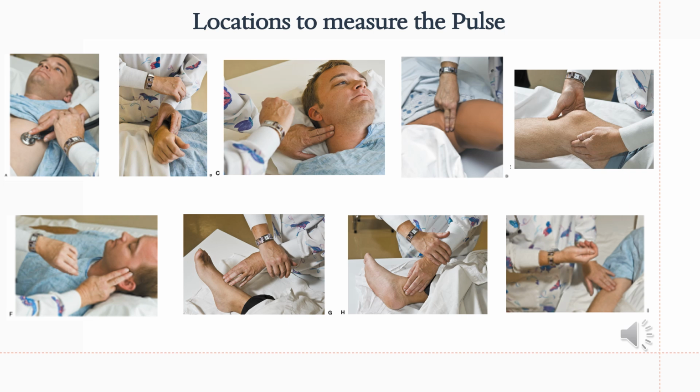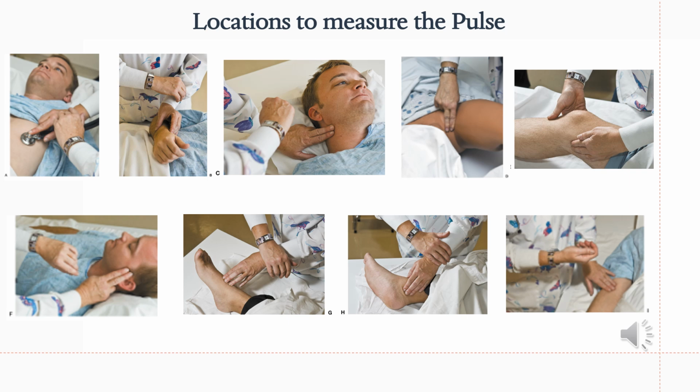The 2 most common methods used to obtain the pulse are the radial pulse as well as the carotid pulse. As you can see here, image A is the apical pulse that we discussed previously, and the physician or nurse or technologist is using the stethoscope to listen for that pulse. Image B is the radial pulse, which is taken at the wrist. Image C is the carotid.